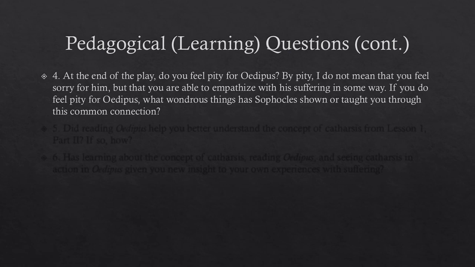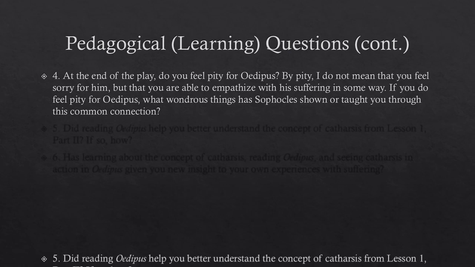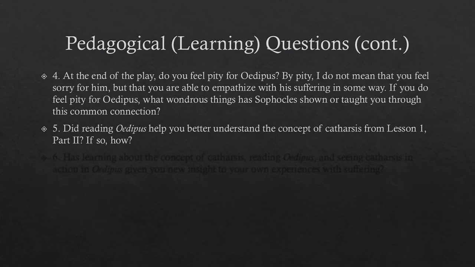Because the author of the article argued that this empathy or pity gives way to something wondrous. The playwright uses it to teach us something wondrous. So the question then is, if you do feel pity or empathy for Oedipus, what wondrous thing is Sophocles, the author, teaching you through this pity he evokes in you for Oedipus? Finally, the last couple questions are very succinct here. I went over this concept of catharsis in part 2 of this lesson. So seeing Oedipus as a case study, did it help you understand that lecture material better? And how so, if it did?